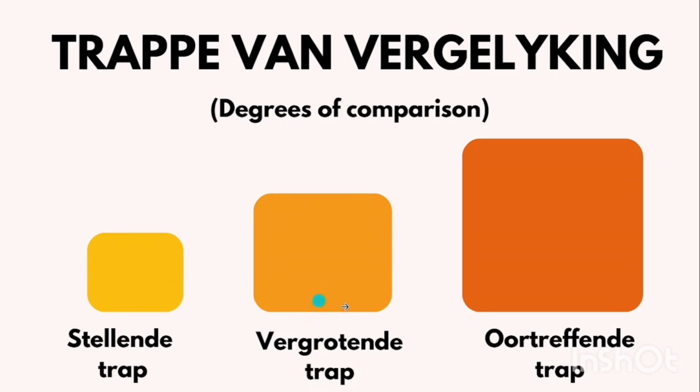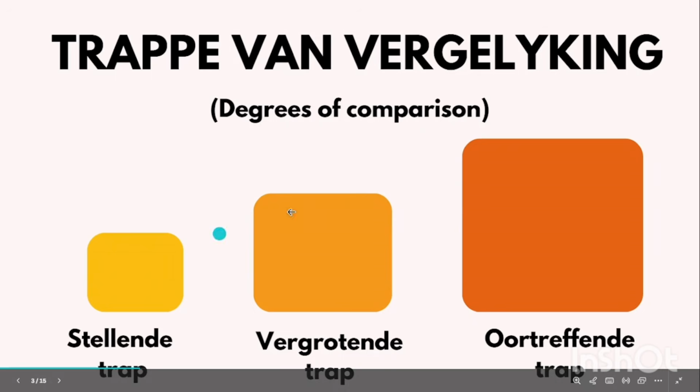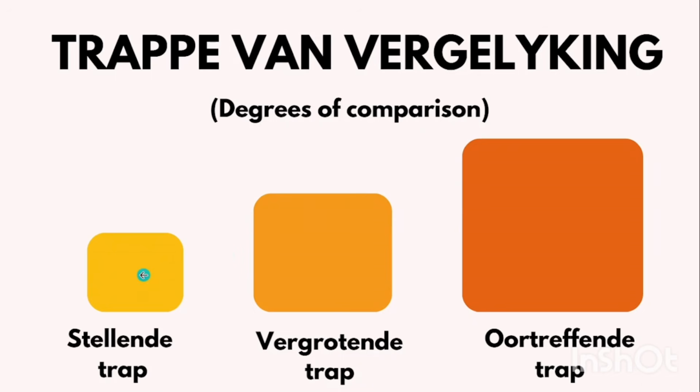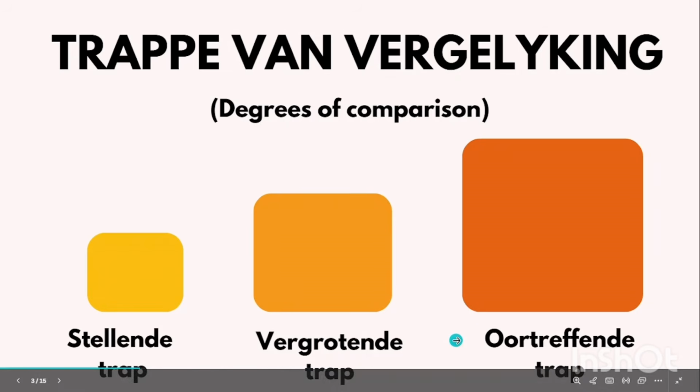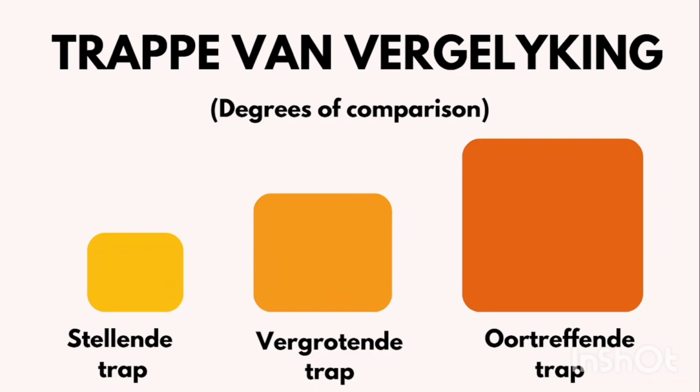Okay, and then we have vergrotende trap. Vergrotende means you are now starting to compare, and that's why it's nice that it's in the middle, because you're comparing between this side and this side. So it's not just red, and it's also not the reddest. I don't know if reddest is a word, but this is where we are in the stage. And then the last one, oortreffende trap, basically means the most intense it can be. Okay, so find a way to remember it. You can use SVO, or you can just find a way to remember it so that you don't get this wrong, basically.